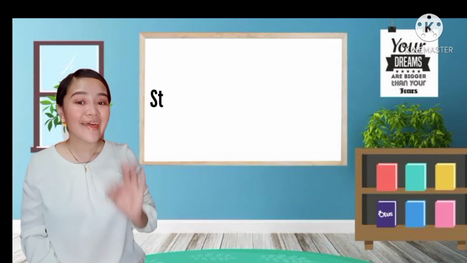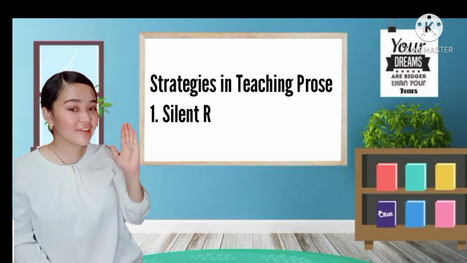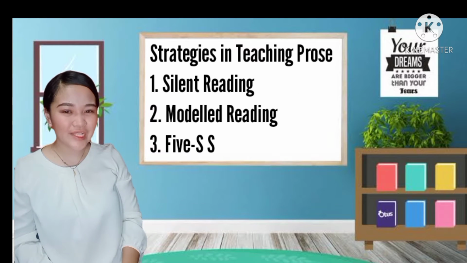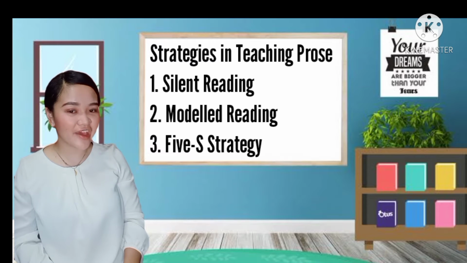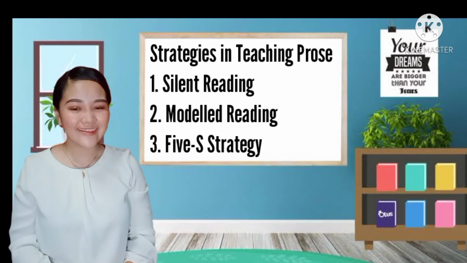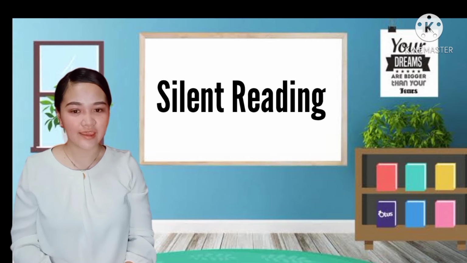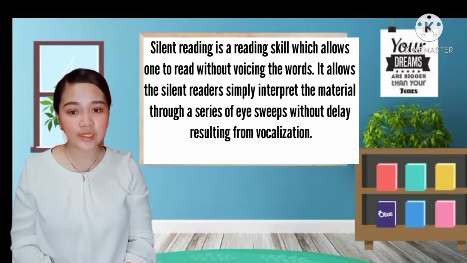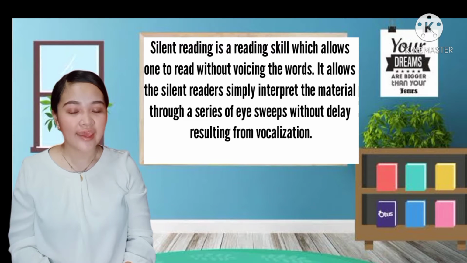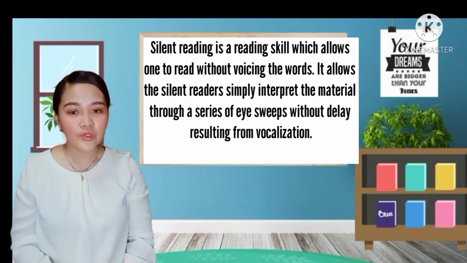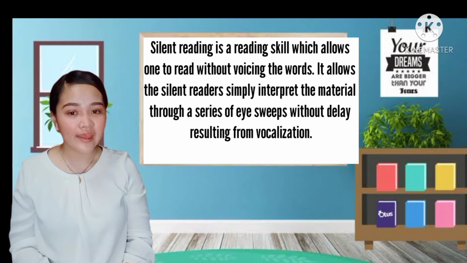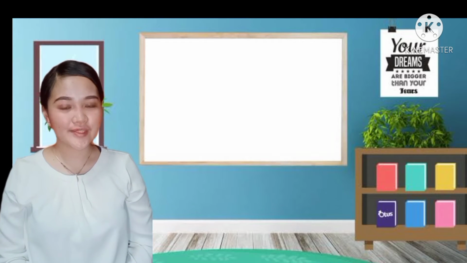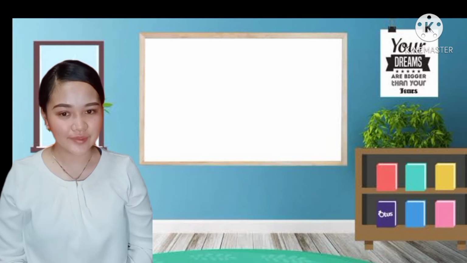We have here 3. First is the silent reading, second is the modeled reading, and the third one is the 5S strategy. Let's discuss first the silent reading. Silent reading is a reading skill that allows one to read without voicing out the words. It allows the silent readers to simply interpret the material through a series of eye sweeps and without the delay resulting from vocalization. Teaching prose through silent reading can be done in 5 steps.